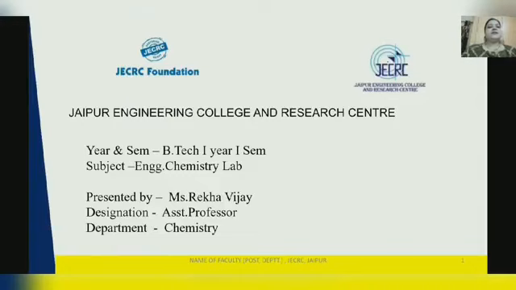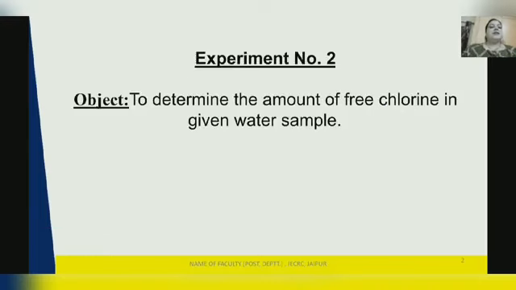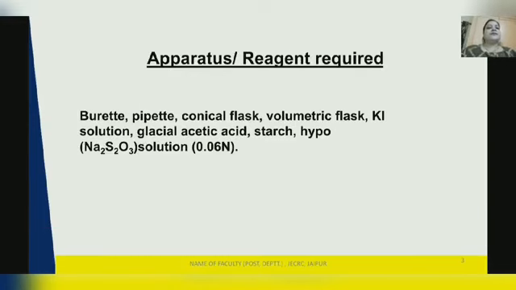Today we are going to discuss experiment number 2 in chemistry lab. Experiment number 2: the object of today's experiment is to determine the amount of free chlorine in a given water sample. Free chlorine is the amount of chlorine that is available in water after the process of disinfection.